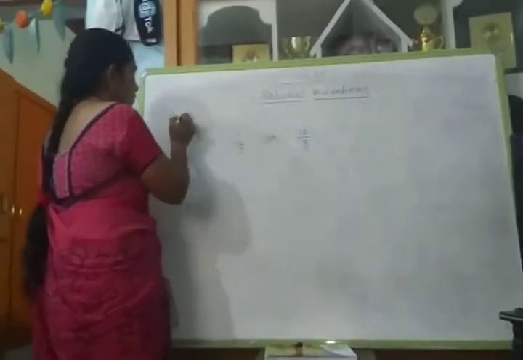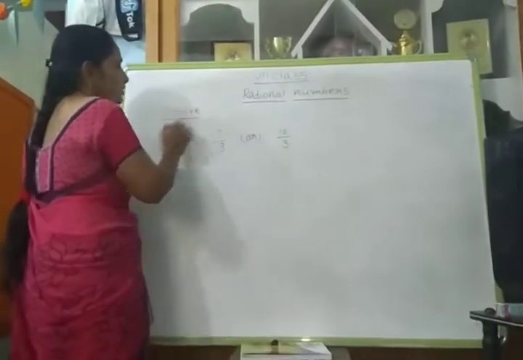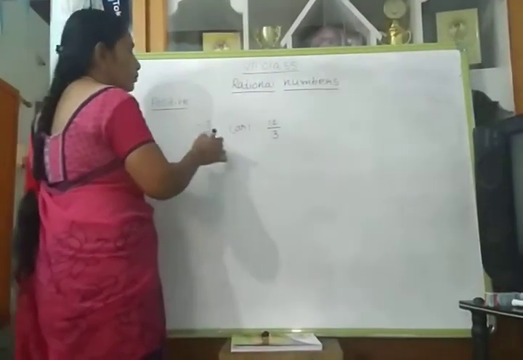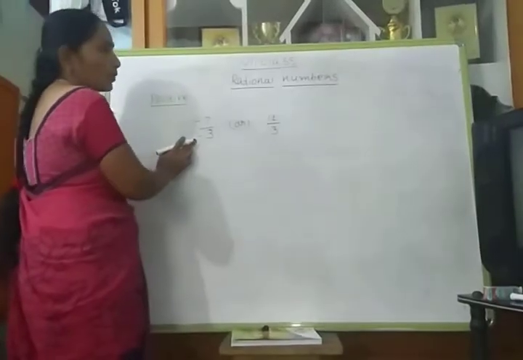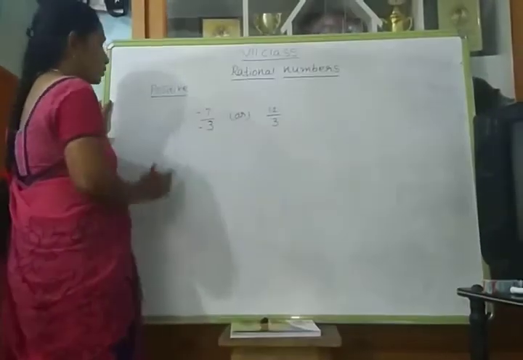So positive rational numbers means what? Which are called positive rational numbers? A rational number having both numerator and denominator with the same sign, either both positive or both negative.